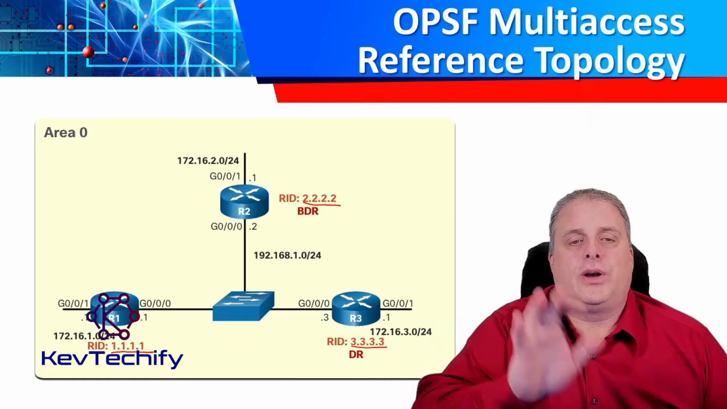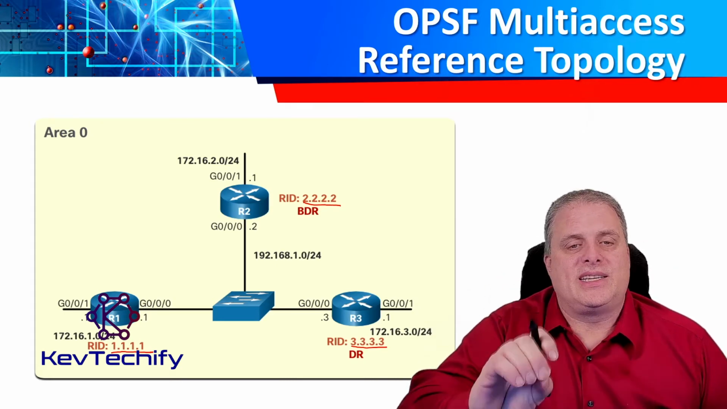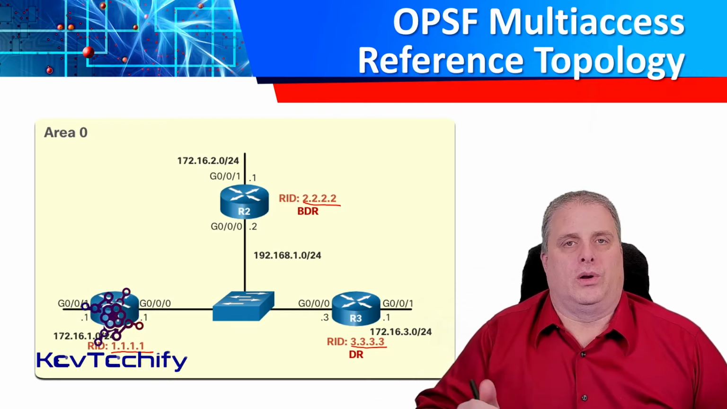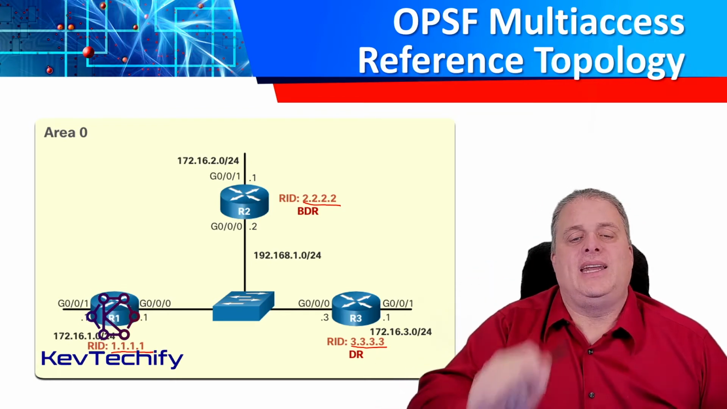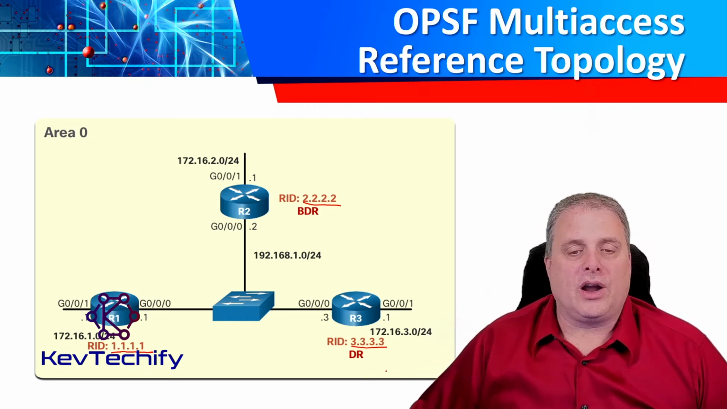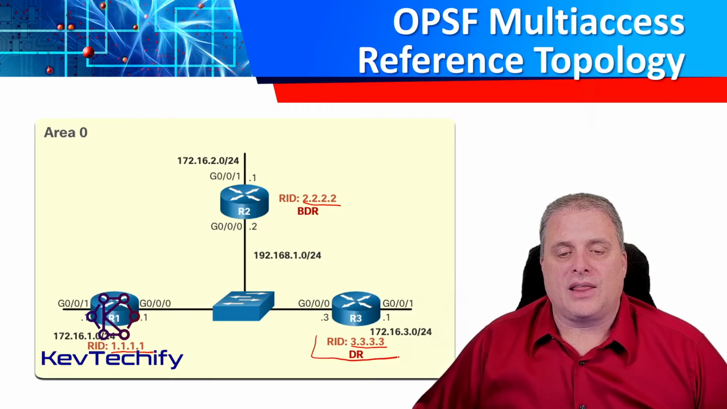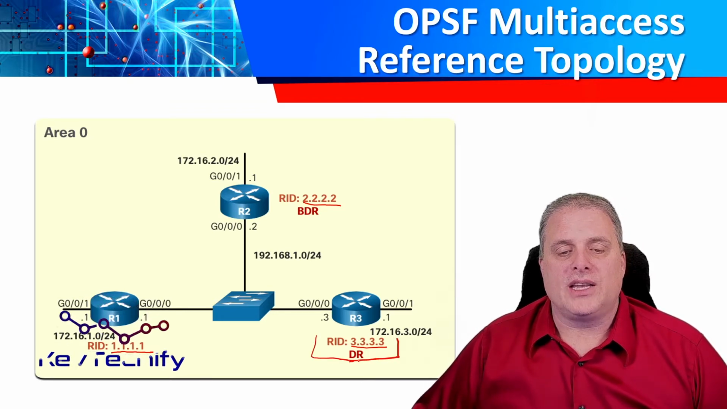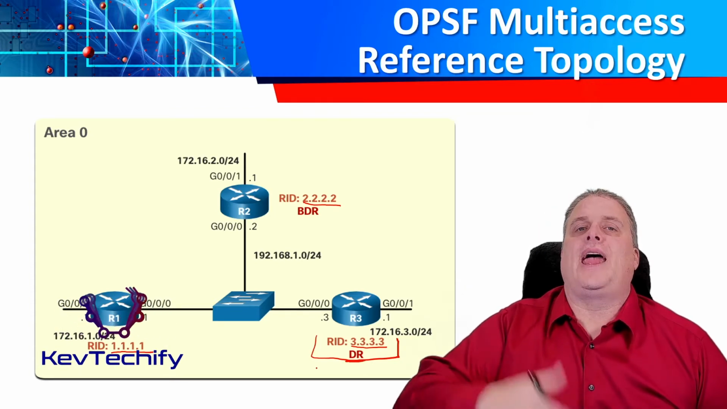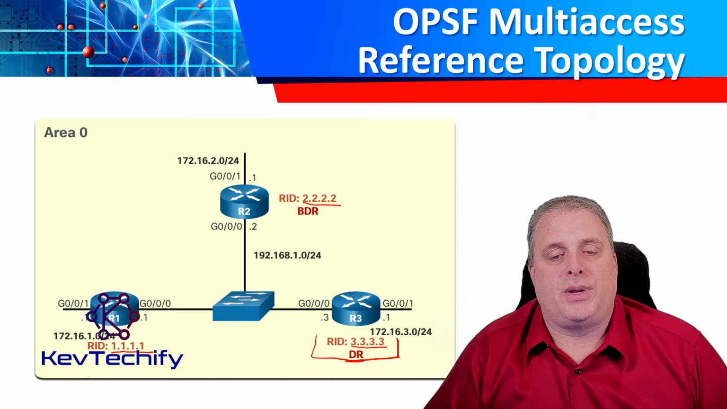Because you as the administrator explicitly set those router IDs, the election process went through. The highest router ID became your designated router. That means down here on R3, router ID of 3.3.3.3 became our designated router. That is the control person for all advertisements for our OSPF.